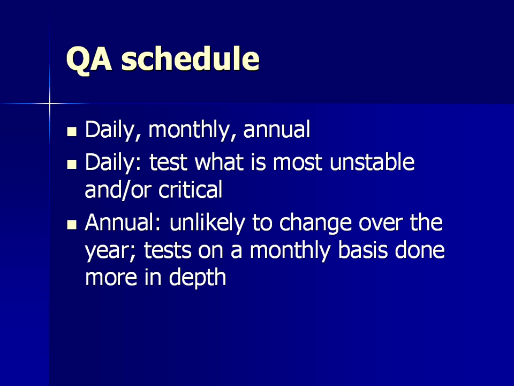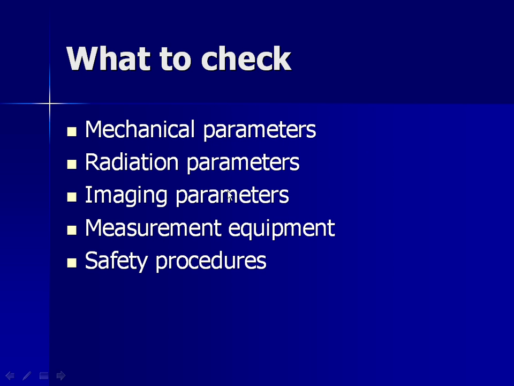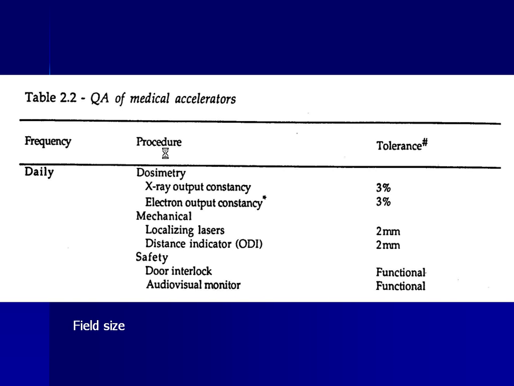So we don't want to just test the output once a year. That would not be frequent enough. So we try to cull down the number of tests that we do on a monthly basis to those that again are the most crucial. So what to check? Mechanical parameters, radiation, imaging, measurement equipment, and safety procedures. So I'll go over briefly.